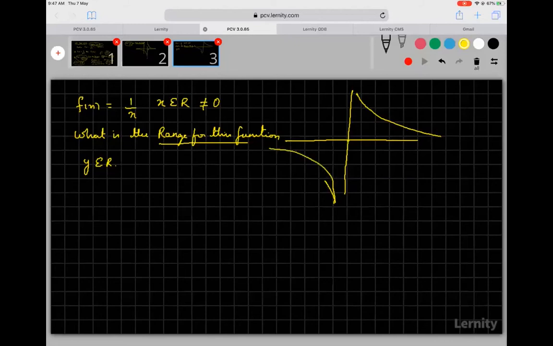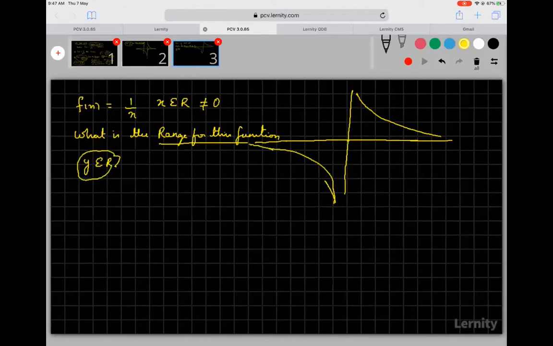So it can look like any number. It can be anything, except that when it goes to infinity, it will touch 0. So there is no exception. It can be any number. So y will also belong to R.